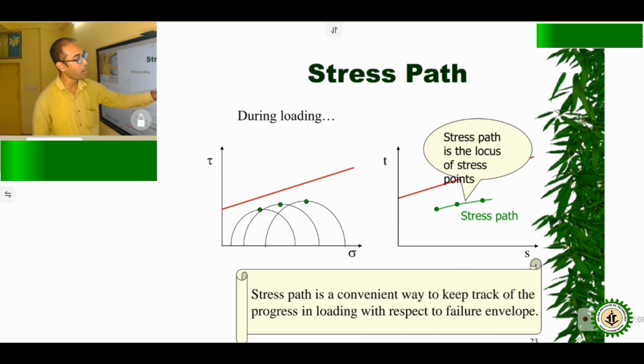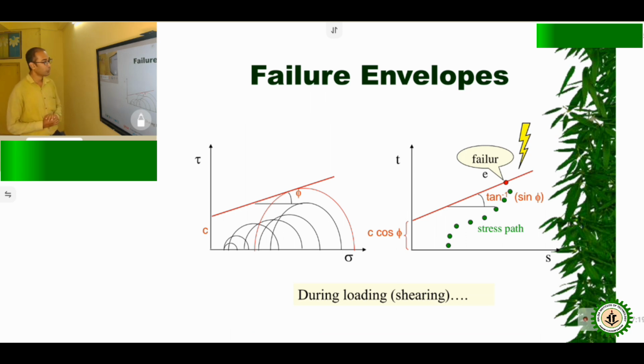So this is below the failure point. Stress path is the convenient way we can track the progress of loading with respect to the failure envelope. During the loading of shear stress, as loading increases, sigma H and sigma V also change. Due to this, phi also changes, and so does the C value. Finally, where the failure occurred, we can find phi at failure and C at failure.